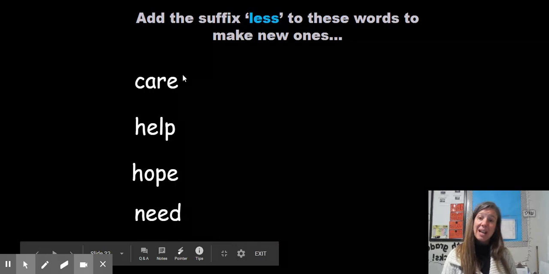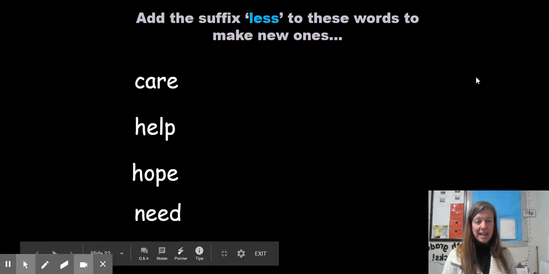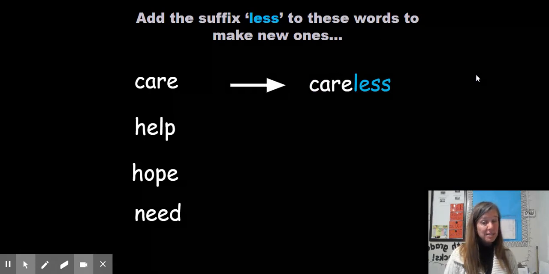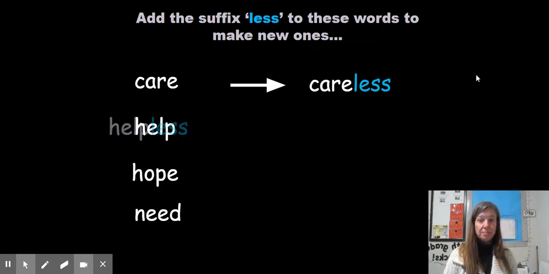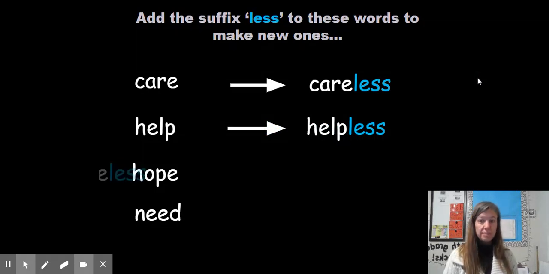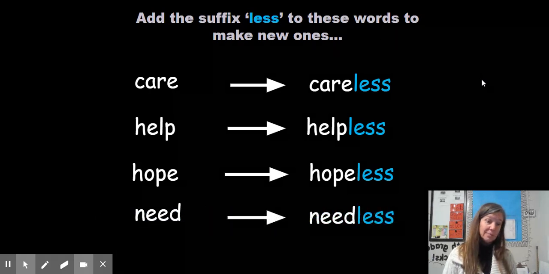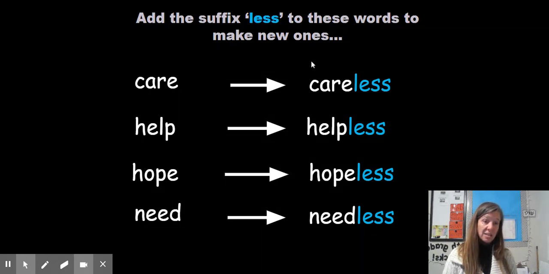All right, let's take care and add less to the base word. Care becomes careless, or without care. Help becomes helpless, without help. Hope, hopeless, without hope. Need, needless, without a need. So we're adding a suffix to the end of a base root word.